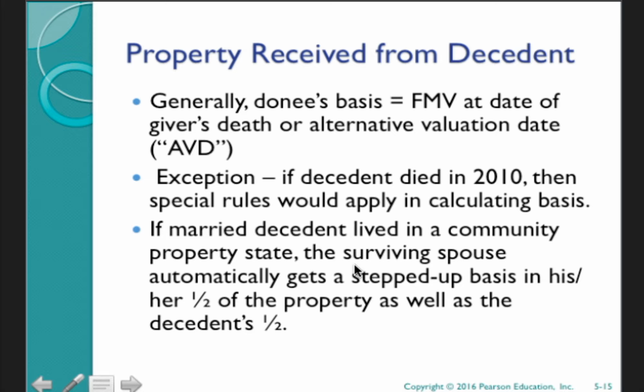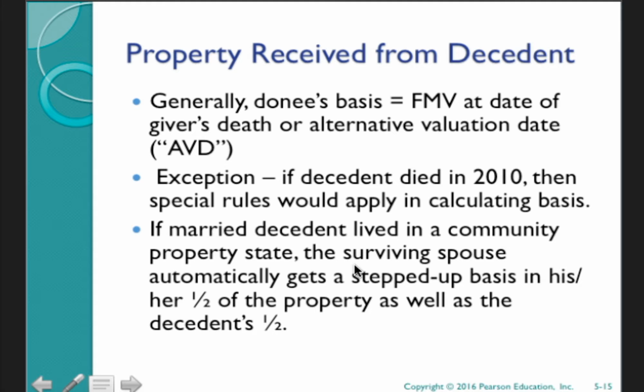And then finally, if a married decedent lived in a community property state, their surviving spouse automatically gets a stepped-up basis in his or her one-half of the property as well as the decedent's one-half. So basically, you live in a community property state, the surviving spouse, basically as of the date of the death, a stepped-up basis just means you're going to look at the fair market value when this event happened.